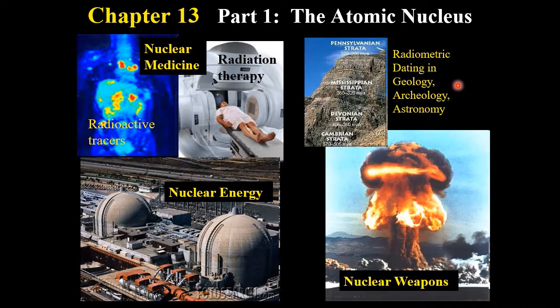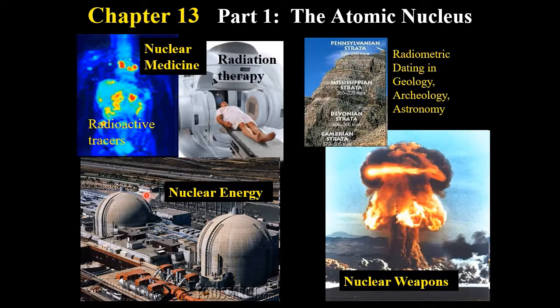Geology, archaeology, and even astronomy rely on a technique called radiometric dating, in which radioactive isotopes are used to determine the age of different layers of sediments, for example, in geology, or in archaeology, different artifacts can be dated. For example, if something is found in a cave, we can figure out how old that object is. And in astronomy, likewise, we use it to determine the age of the planets in our solar system.